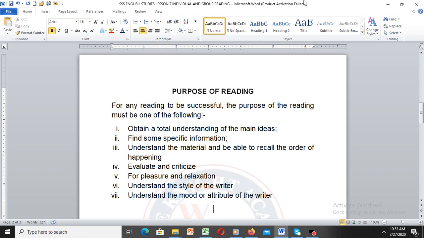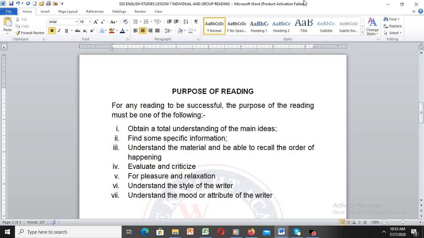This material, is it for medicine? Is it for lawyers? Is it for students? Is it for WAEC candidates? Is it for university students? Is it for polytechnic students? Is it for students of college of education? And so on and so forth. So you have to understand the material and be able to recall the order of happening.